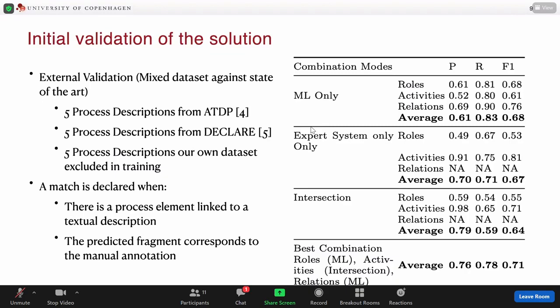Our initial validation consists of a mixed data set that we created using 5 process descriptions from HTTP, 5 process descriptions from Declare, and 5 process descriptions that we excluded from our own training. We define a match when there's a process element linked to a textual description, and the predicted fragment corresponds to a manual annotation.